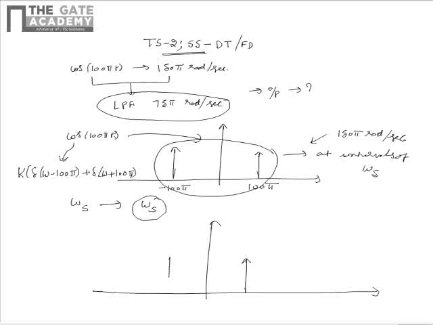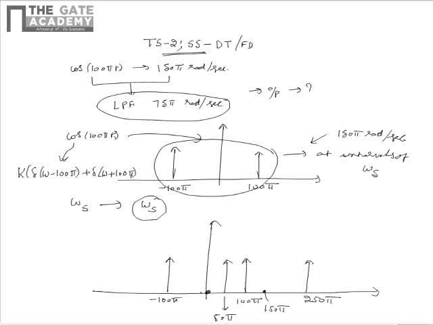So as per the original signal there are two impulses at minus 100 pi and plus 100 pi, and there will be another band which is centered at 150 pi, and we know that as the other band is centered at 150 pi, it will have an impulse at 50 pi and another impulse at 250 pi.